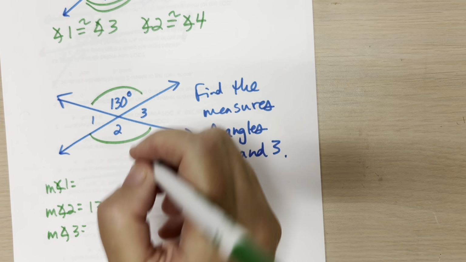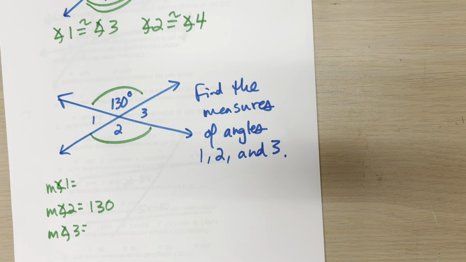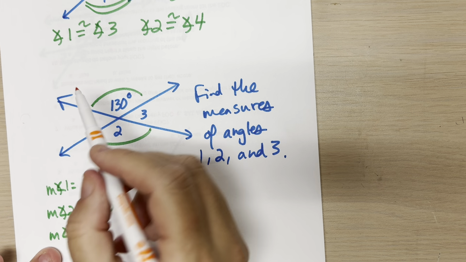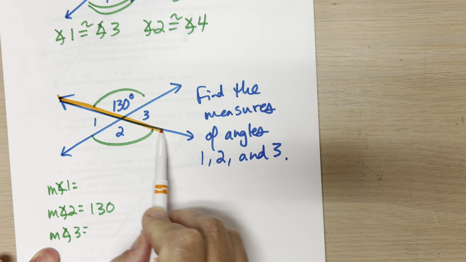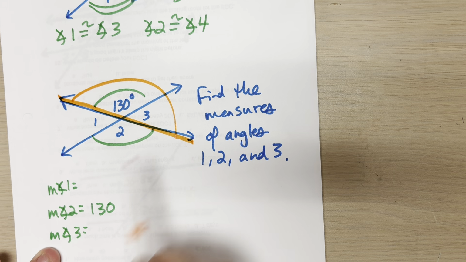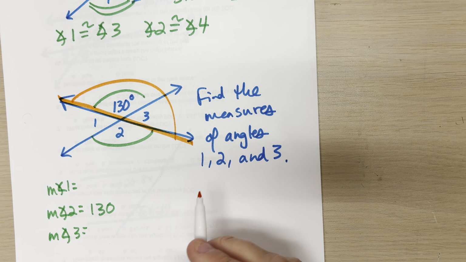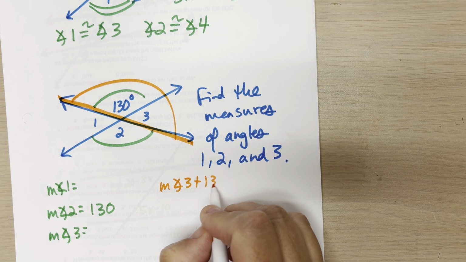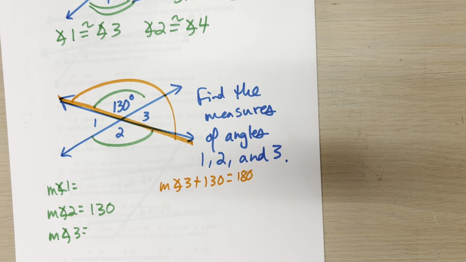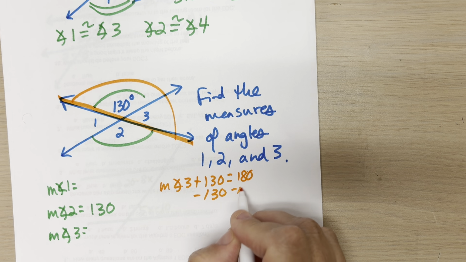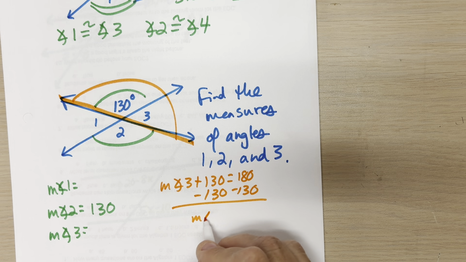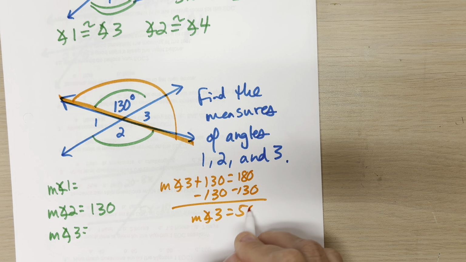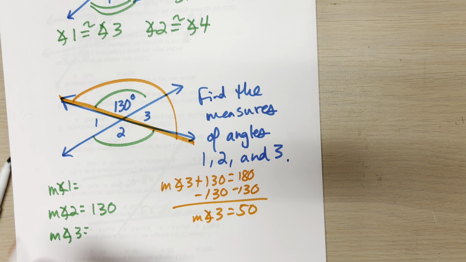Now you might be thinking, wait a minute, how am I going to figure out these other angles? Hopefully you remember that this is a straight line. So this whole angle is going to be 180. So I can say that the measure of angle 3 plus 130 is equal to 180. I can subtract here and I get 50. So the measure of angle 3 is 50.